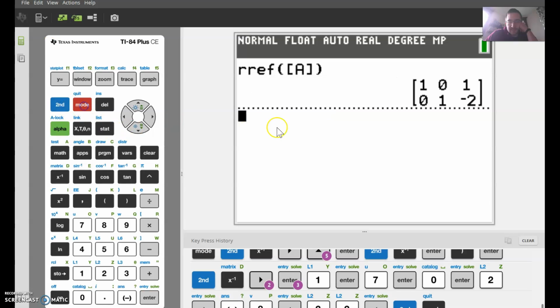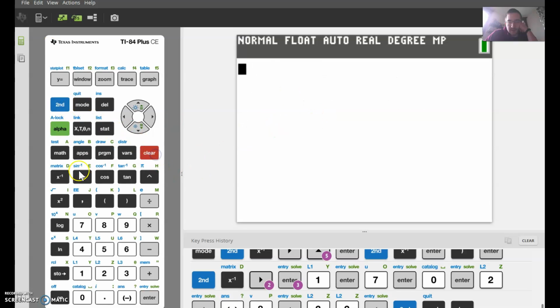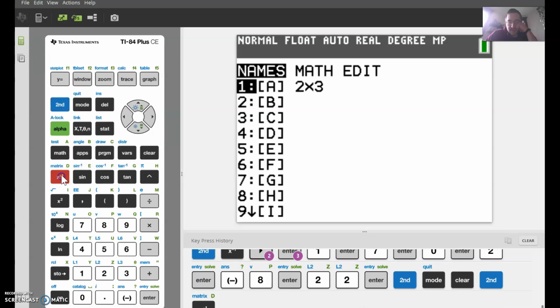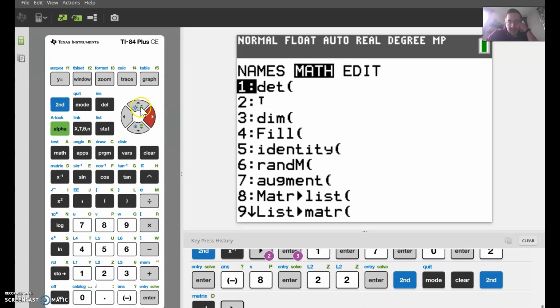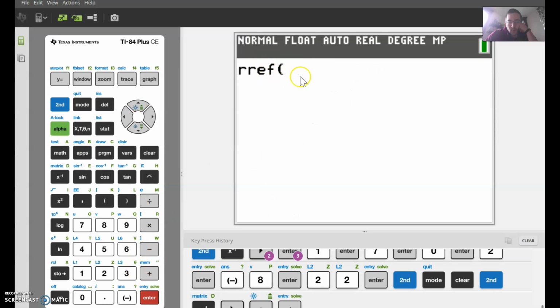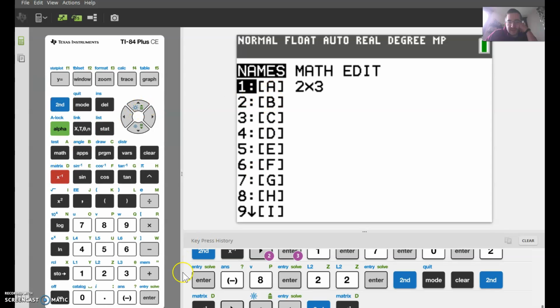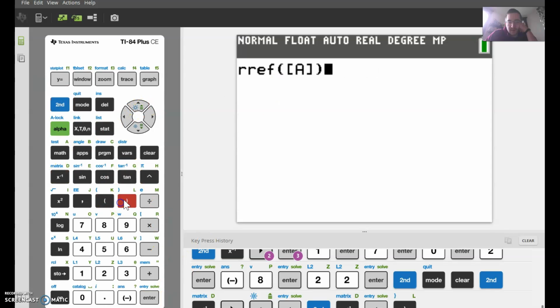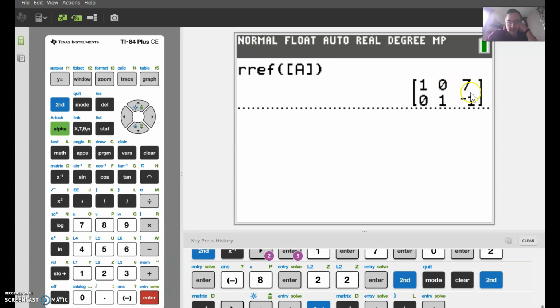We press second quit. We do second matrix again, and we go over to math, and we then go up until we get to row reduction. Push enter. What matrix do we want to row reduce? Well, second matrix. We want to do matrix A. That's the one we're working with. So we row reduce matrix A, and we get x equals 7, y equals -1.